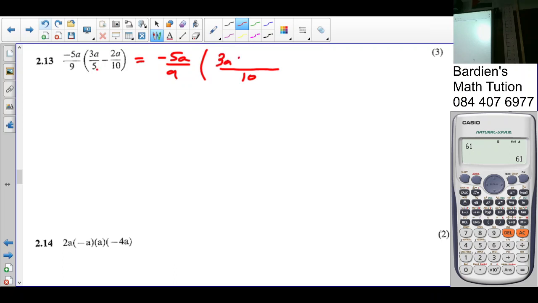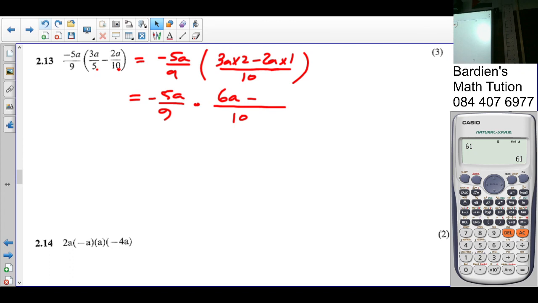So it's going to be 3a times 2. Minus, because there's a minus. 10 must be multiplied by what? 1. So it's 2a times 1. Now what do we do? So negative 5a over 9 times. You all agree that dot means times? Yes. Right? I can drop the brackets because it's one term inside the bracket. So it's going to be over 10. What is 3a times 2? 6a. Minus 2a times 1? 2a. You all agree with 2a?